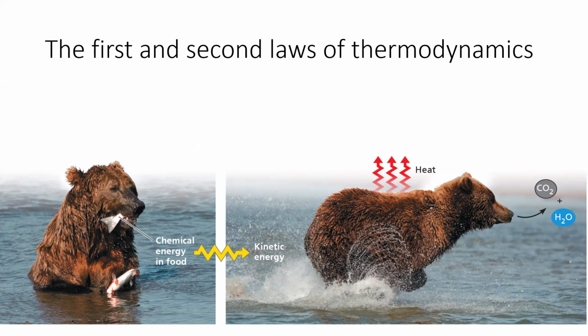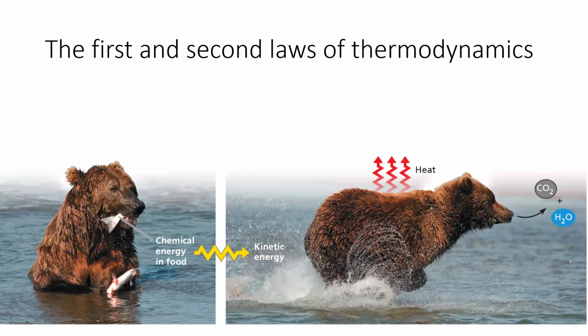Now, the first law of thermodynamics is that energy cannot be created or destroyed. It can be transferred or transformed. So this is that transfer we see. We see chemical energy being transferred to kinetic energy. That's awesome. The second law is kind of more confusing.